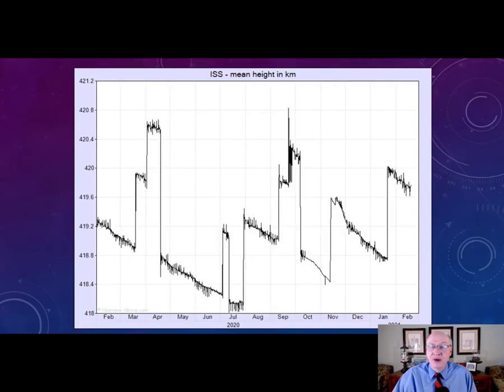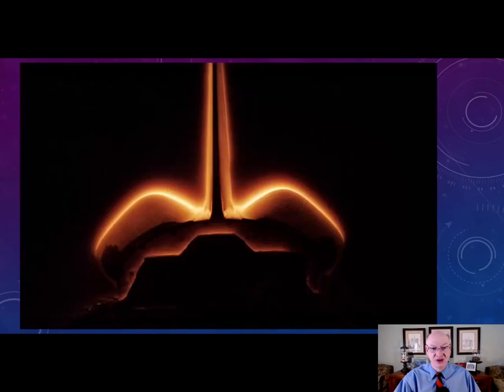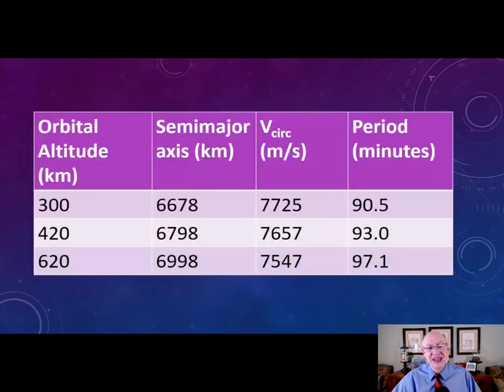The question then is what happens to the speed of the International Space Station or the shuttle or any satellite as it falls? And that's counterintuitive. What's counterintuitive about it is that as the orbital altitude decreases, the speed increases. And we saw that a minute ago with these satellites, that as your orbital altitude decreases, your speed increases.